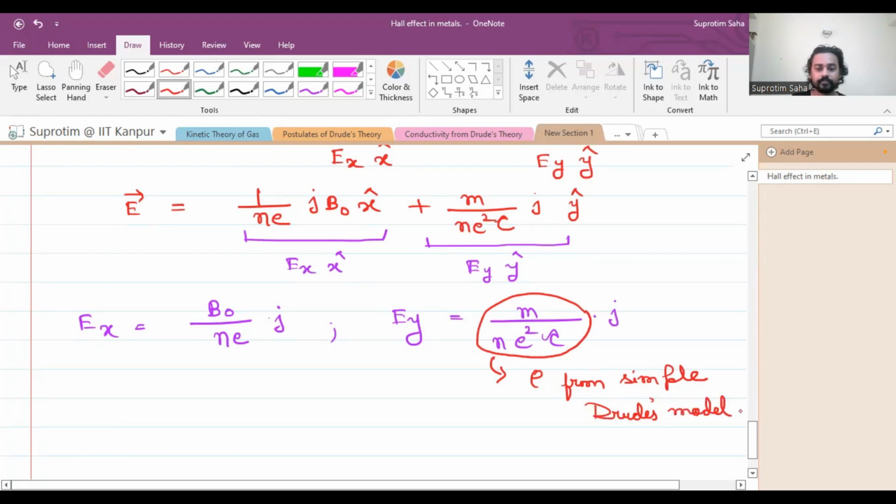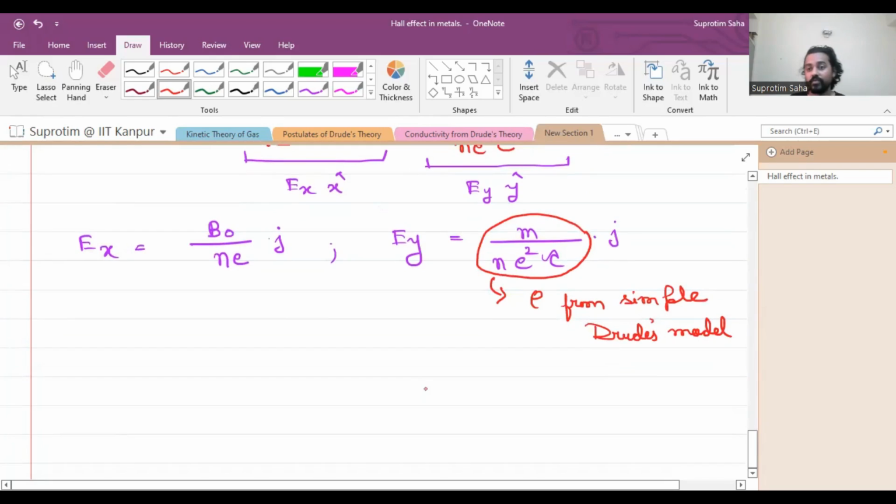Simple Drude's model. So along the direction in which the electric field was applied, you are getting the resistivity in that direction. Alongside it, you are also getting a resistivity, or component, in the transverse direction to it. This is your longitudinal, along the direction in which the electric field was applied.